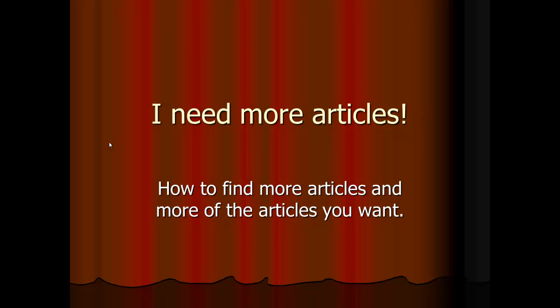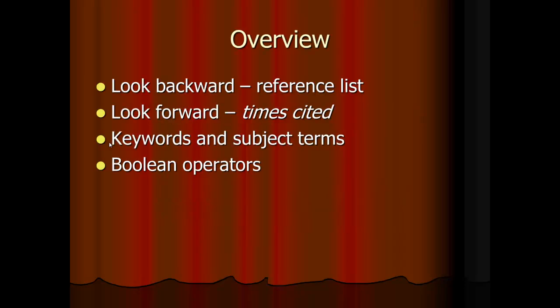And help me, I need more articles. I'm going to be describing how to find more articles and more of the articles that you want. What we're going to talk about is what I like to call looking backwards, where we're going to use the reference list, and looking forwards, where we're going to use the times cited. Then we'll talk about keywords and subject terms and Boolean operators.